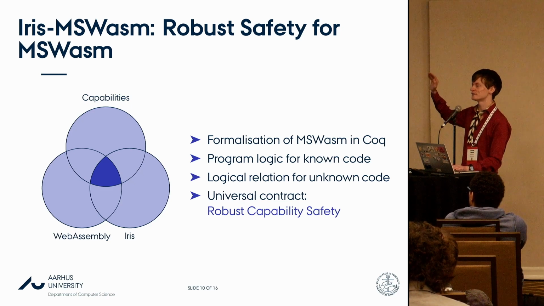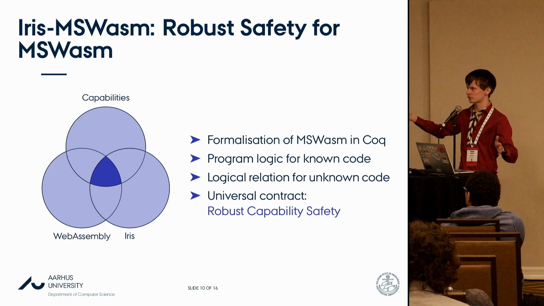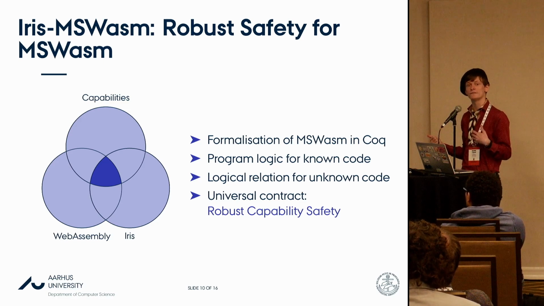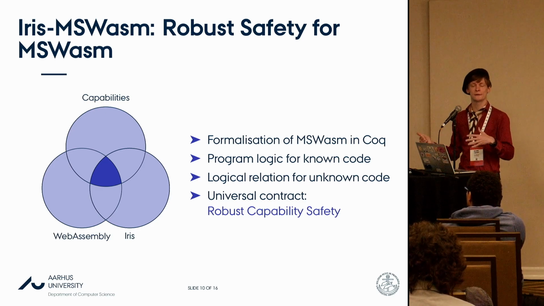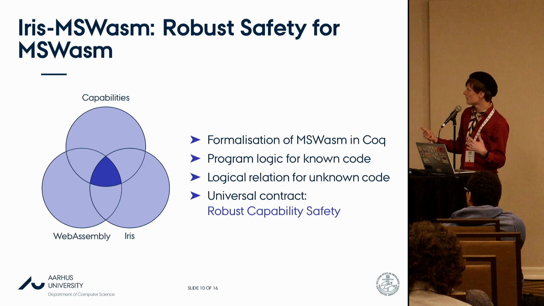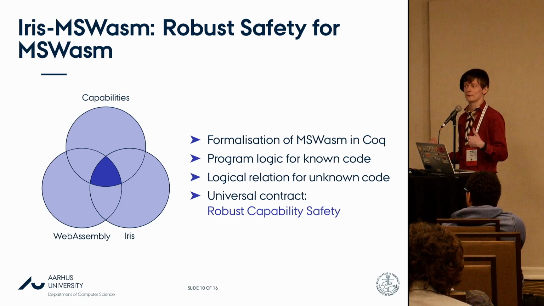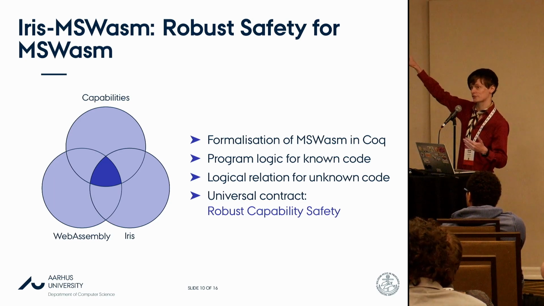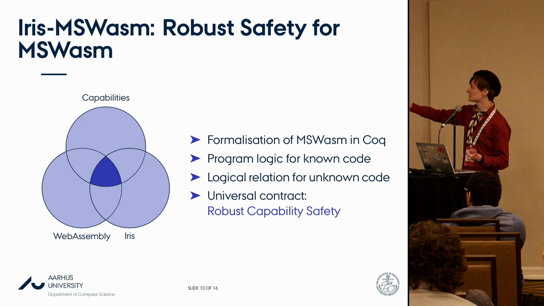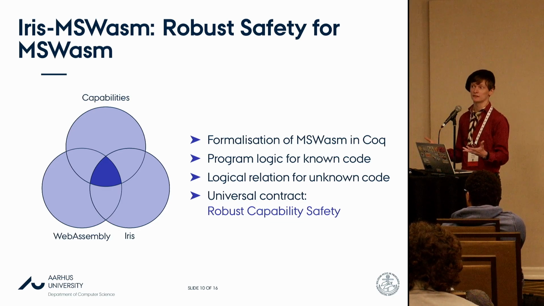So what we've introduced in this paper is a formalization of the full MSWasm system, including the model system in Coq, and that in itself has been incredibly valuable as it has highlighted a small number of typos in the original work, as well as a number of places where it was imprecise or incomplete. We now have a program logic that can be used to reason about code written in memory-safe WebAssembly, as well as a logical relation to reason about unknown code. So again, robust safety in memory-safe WebAssembly. And this time the universal contract that we have shown is robust capability safety, which is a much stronger property than what we had before. It basically means we have finer grain safety.